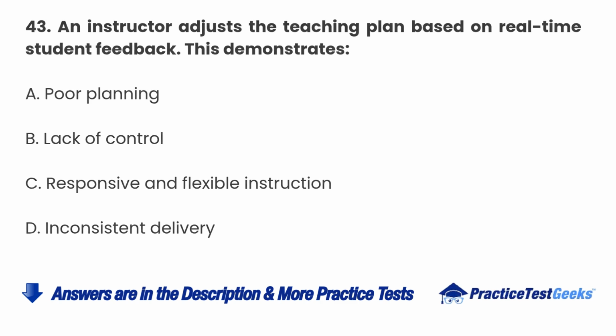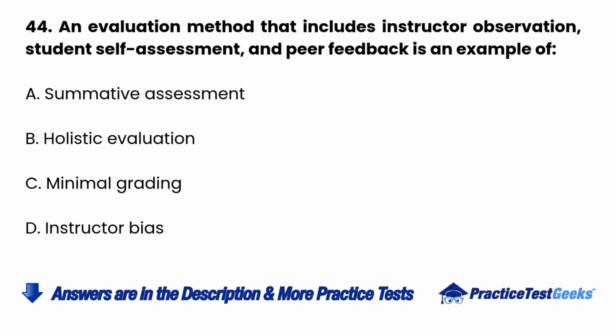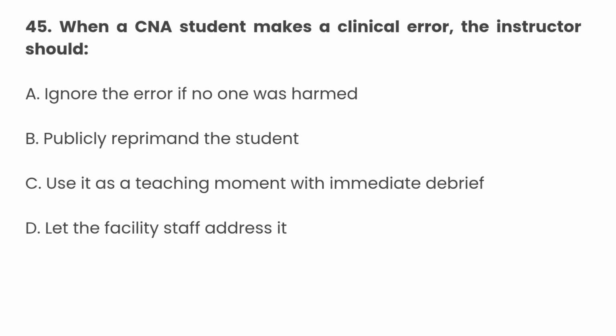44. An evaluation method that includes instructor observation, student self-assessment, and peer feedback is an example of A. Summative assessment. B. Holistic evaluation. C. Minimal grading. D. Instructor bias.